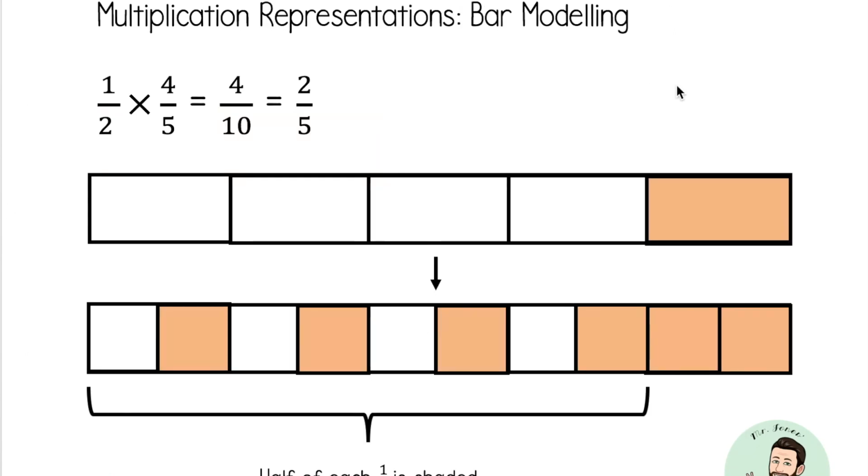Bar modeling. So this is one of my personal favorites. It's similar to the other one. So here we've divided our bar into fifths, and I've left 4 of them unshaded. So in this case, 4/5 of the bar is unshaded. And then down here, half of each fifth from the 4/5 is now shaded as well. So what's left over? There's only 4/10 that is left unshaded. And again, that's the response we get, which is the same thing as 2/5.